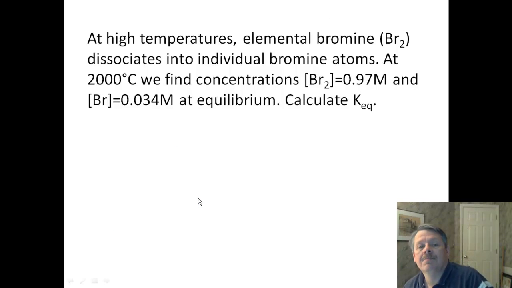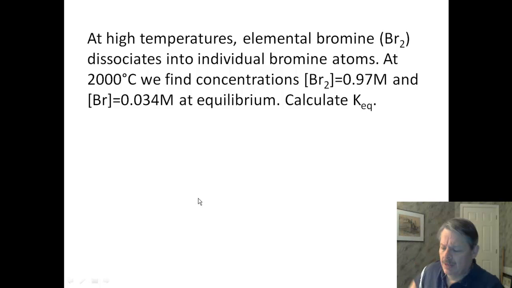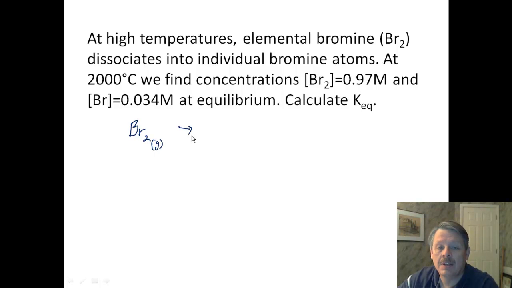All right. At high temperatures, elemental bromine, this I think is our last one. At high temperatures, elemental bromine dissociates into individual bromine atoms. These are all gases, by the way, in case you didn't know that. Go ahead and see what you can do for an equilibrium constant. Well, the key here is it's at high temperatures, and that's how you know that they're both gases. So if I take bromine, which is a gas and it's diatomic, it says it decomposes into individual bromine atoms, which are still going to be a gas, but there are two of them.